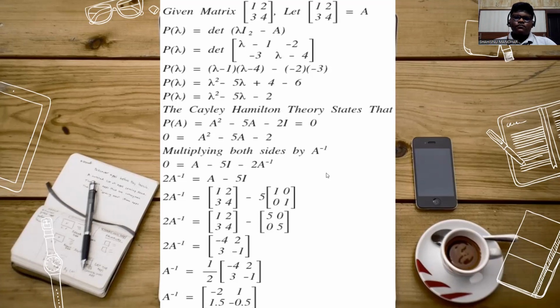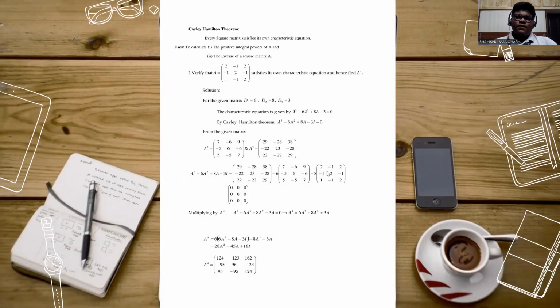Next example. Cayley-Hamilton theorem. Using Cayley-Hamilton theorem, verify that the given matrix satisfies its own characteristic equation and find A power 4. Solution. Once you find the characteristic equation, which is lambda cube minus 6 lambda square plus 8 lambda minus 3 is equal to 0, by Cayley-Hamilton theorem, A cube minus 6A square plus 8A minus 3I is equal to 0, just replacing lambda with A.